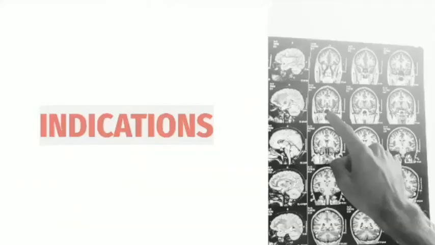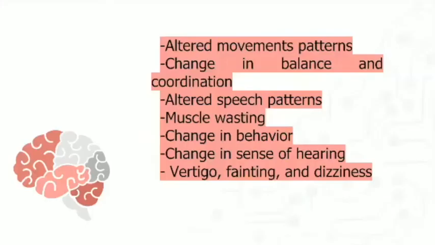Here are some of the indications of the cranial nerve assessment. First, altered movement patterns: involuntary, unsteady, or slow movements, tremors or twitching of the facial muscle. Second, change in balance and coordination: clumsiness or unsteady or altered gait, especially changes resulting in falls and injury. Third, altered speech patterns, which also may lead to difficulty of swallowing.